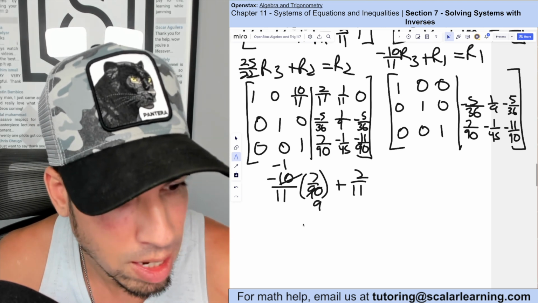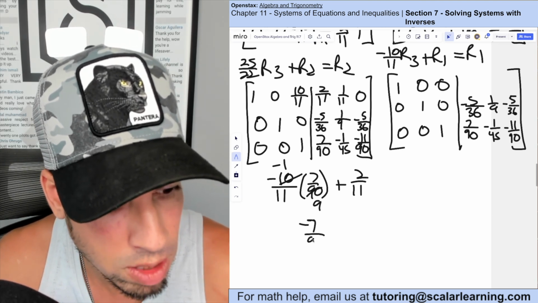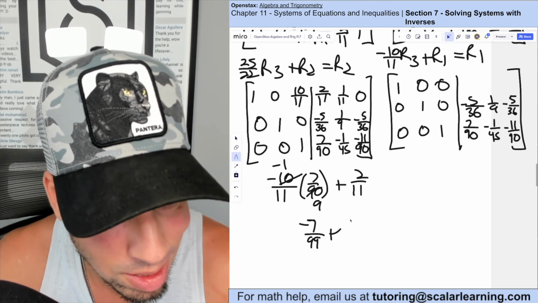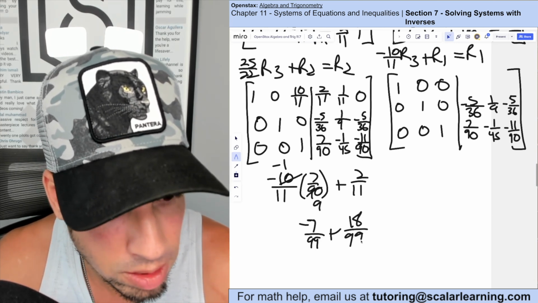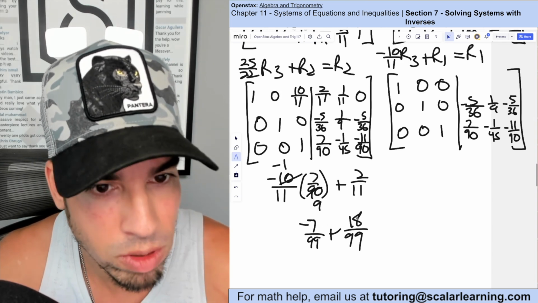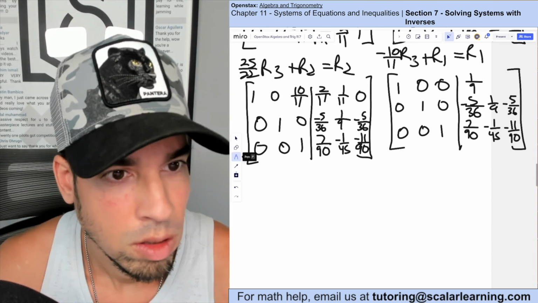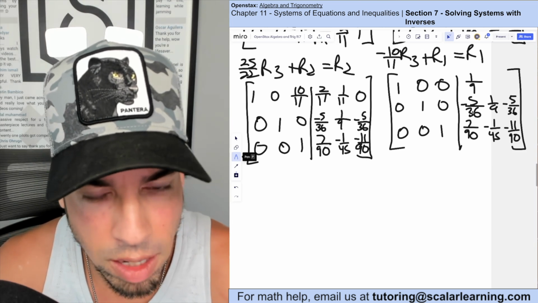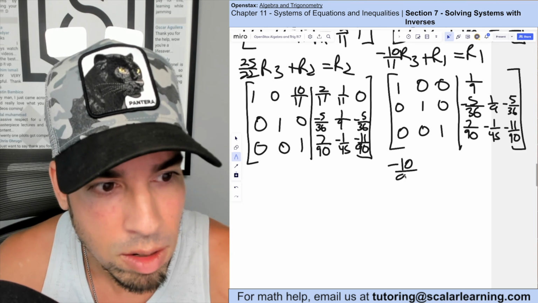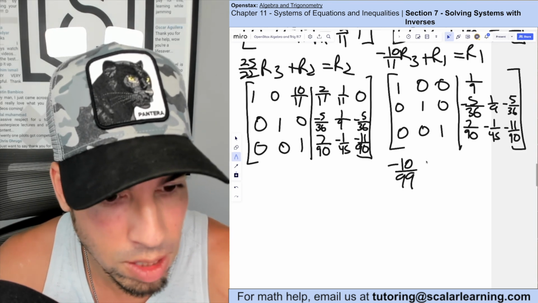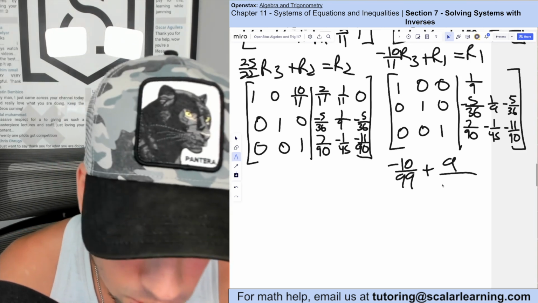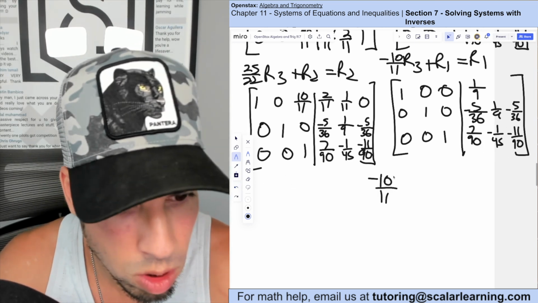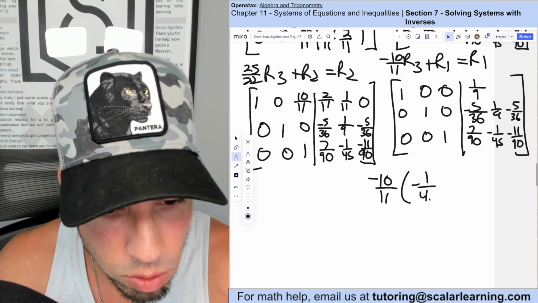So then we got negative 7 over 99 plus 2 over 11. Multiply top and bottom by 9, that's 18 over 99. And that's going to be 11 over 99, or 1/9. Then we got negative 10 over 11 times that, which is negative 10 over 99 plus 1/11, which is the same as 9 over 99. Then we have negative 10 over 11 times negative 1 over 45.